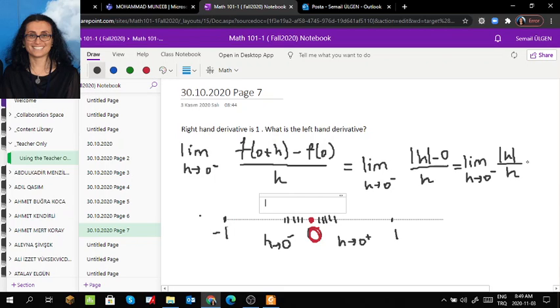Alright, so then obviously this limit is going to be what? The absolute value of h is going to be -h now. So we have -h over h, which gives us -1. Okay, we looked at the right hand derivative, it is 1, and we looked at the left hand derivative and it is -1. If the right hand derivative and the left hand derivative don't agree, then the derivative doesn't exist.